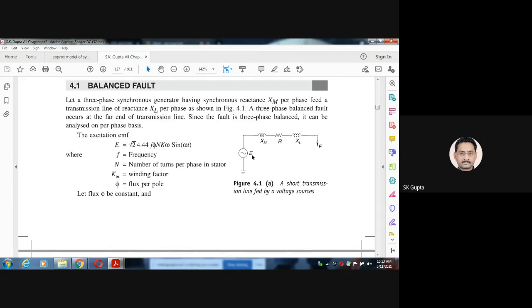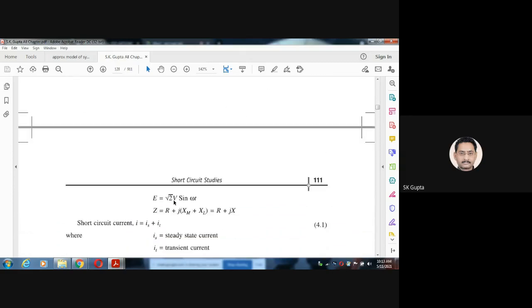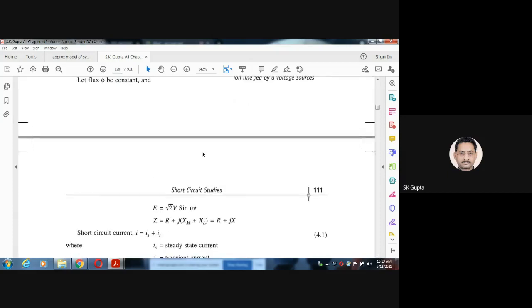the instantaneous voltage, that is root 2 V, divided by Z, and the power factor angle will be this. You see, if this is the instantaneous voltage, then this is the current, where this theta will be the power factor angle, not the power angle.